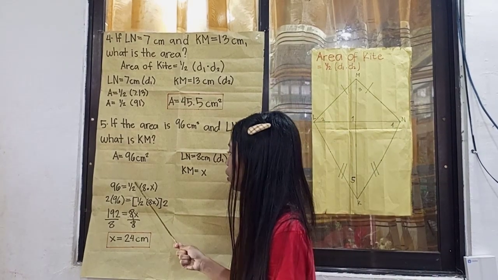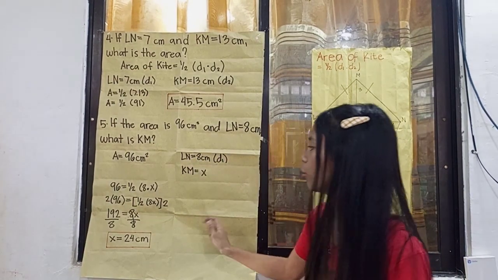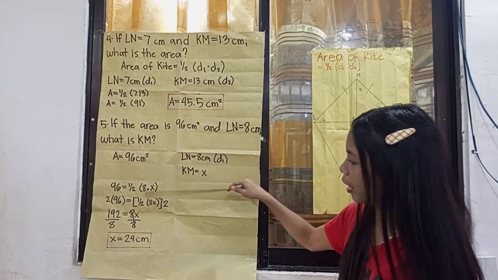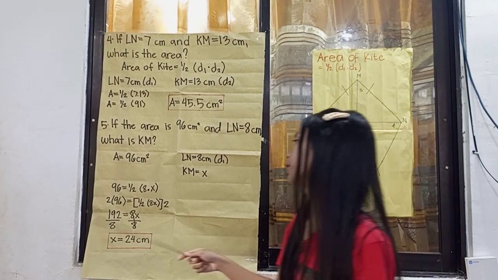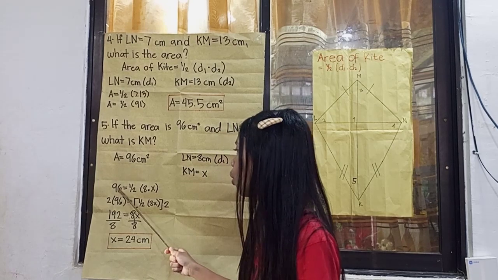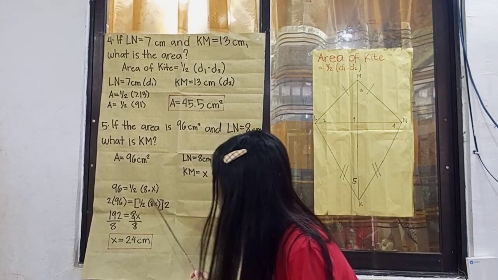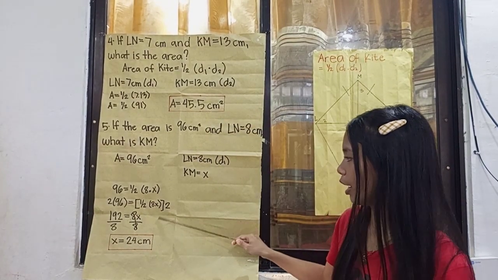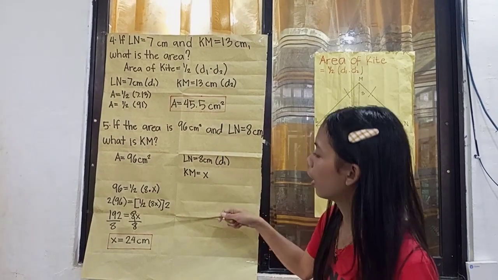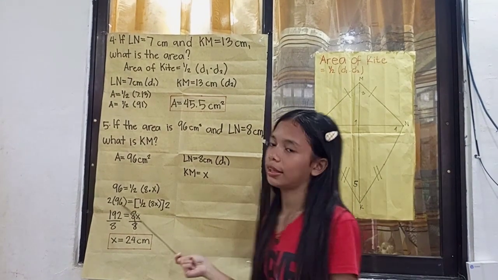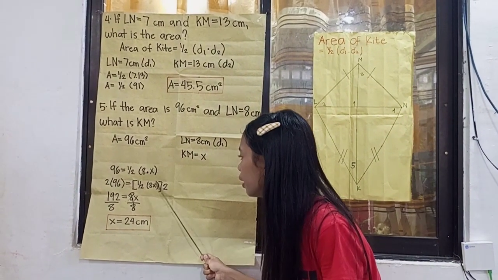Then, the ones inside the parenthesis, we will distribute. So, 96 equals 1 half times 8x. We multiply both sides by 2 to remove the 1 half. So, 2 times 96 equals 2 times 1 half times 8x. 2 times 96 is equal to 192. The 1 half is gone, and 8x is what remains.